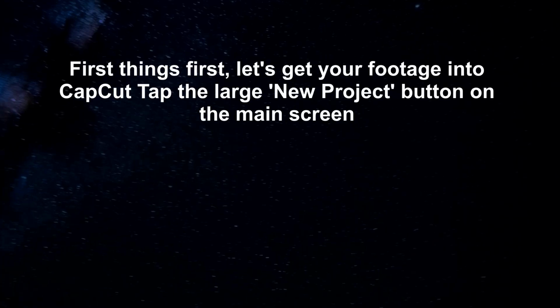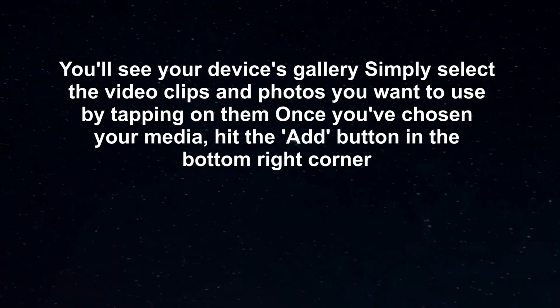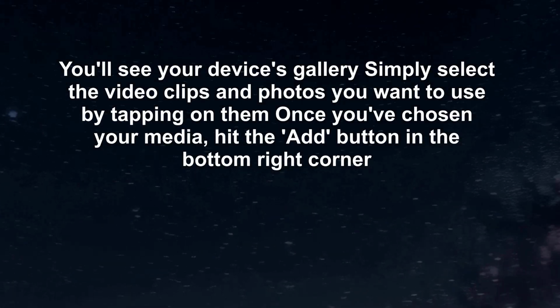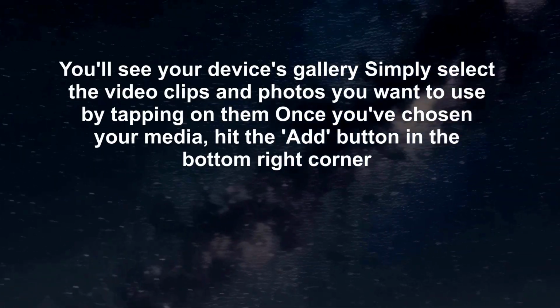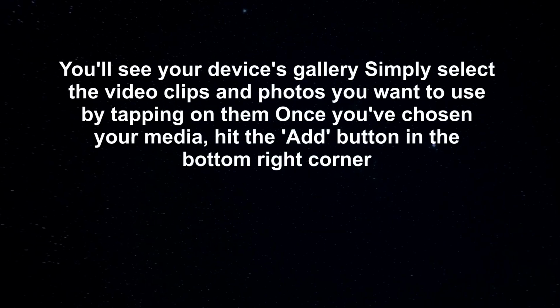Tap the large New Project button on the main screen. You'll see your device's gallery. Simply select the video clips and photos you want to use by tapping on them. Once you've chosen your media, hit the Add button in the bottom right corner.